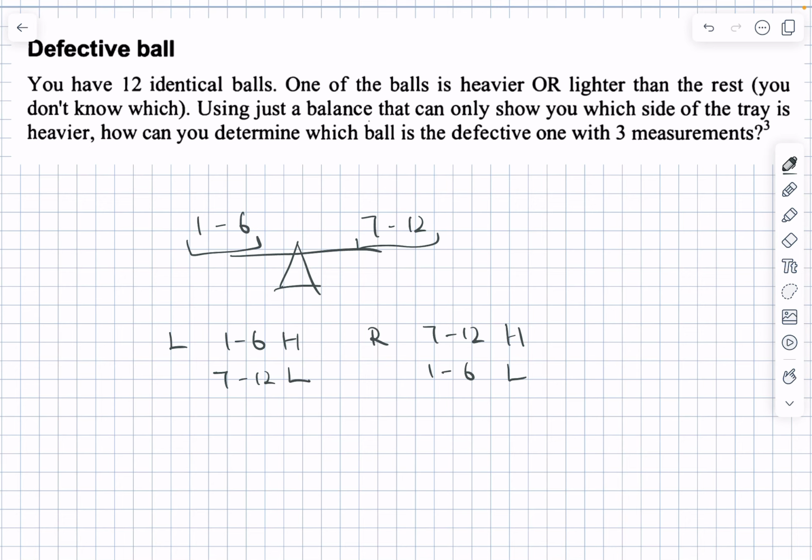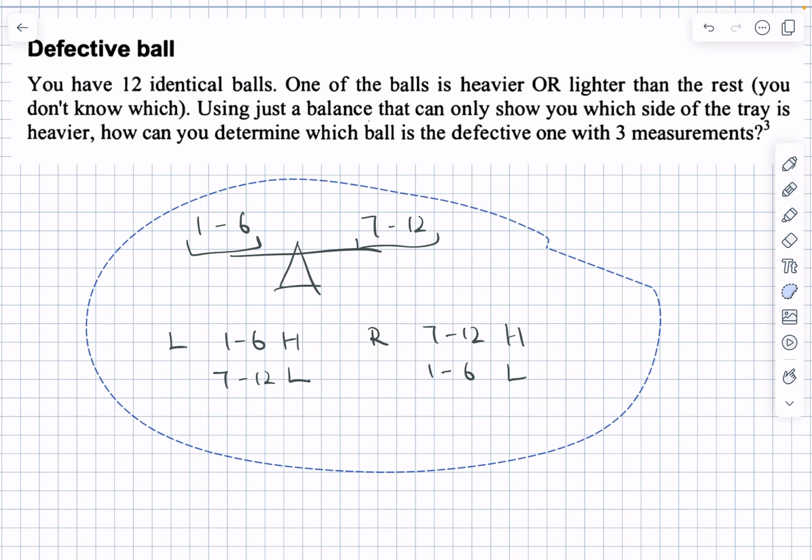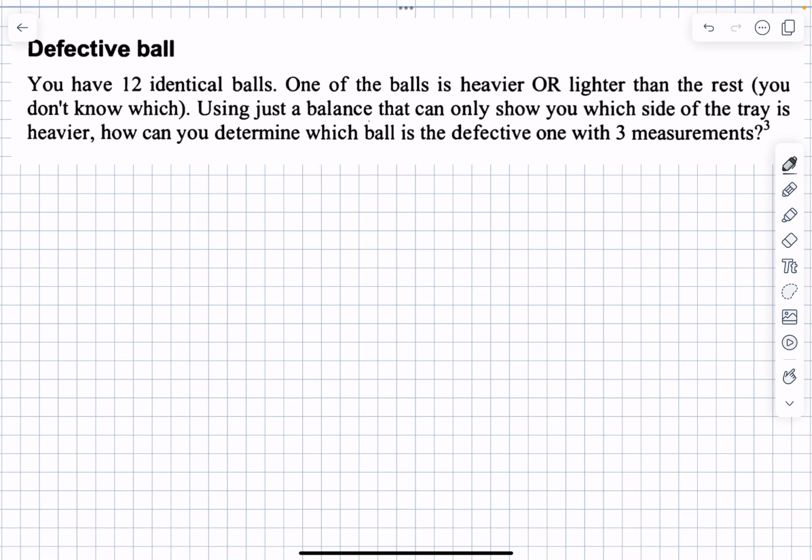So is there another way for the initial measurement to give us more information than this? There actually is. And that way is to split the balls into 3 groups. 12 is divisible by 3, so we can split it into 3 groups of 4. Let's see what information we get from measuring 3 groups instead of 2. We can measure only 2 groups at a time.